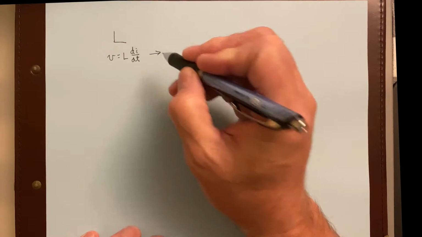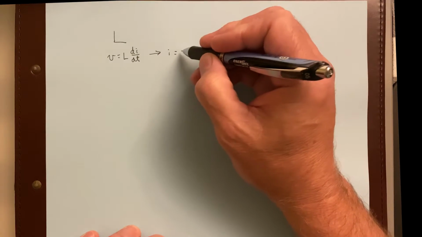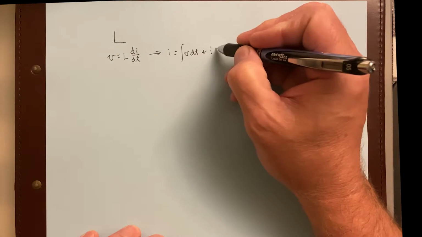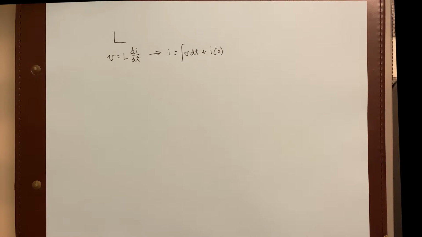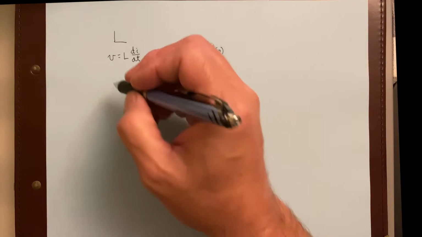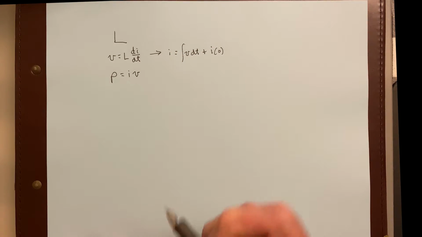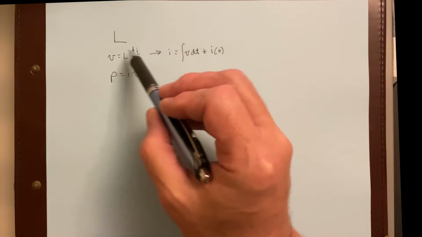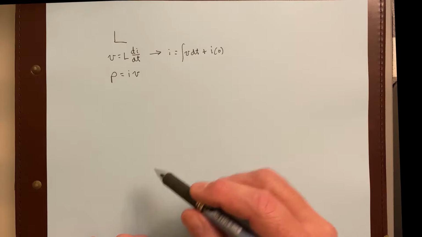You can solve this for the current in terms of the voltage, and you're going to get I equals the integral of V dt plus I at 0. So either one of those is simply the relationship between voltage and current for an inductor. Another thing we're going to be interested in is power. Power is I times V. You can take either this I and substitute it in, or this V and substitute it in, and write it in terms of what we've already got here.